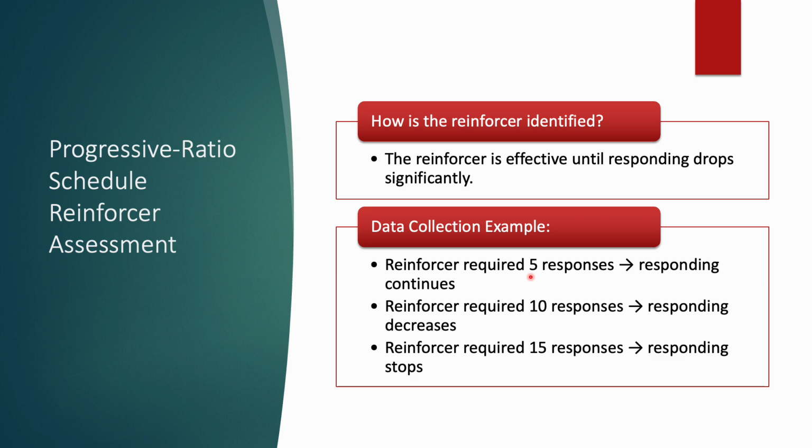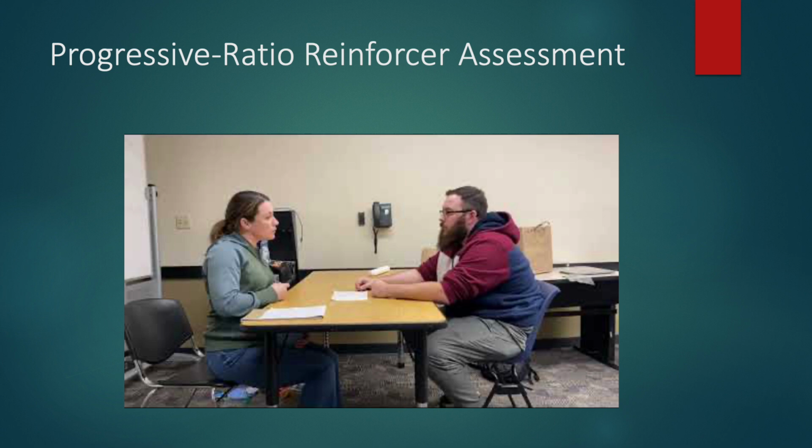Okay, so an example would be: the reinforcer required 5 responses, responding continues. The reinforcer required 10 responses, responding decreases. The reinforcer required 15 responses, and the responding stops altogether. And this is that break point right there. Now let's look at an example of this reinforcer assessment.